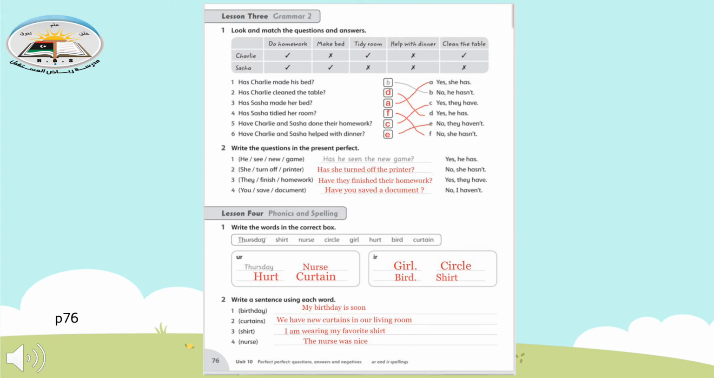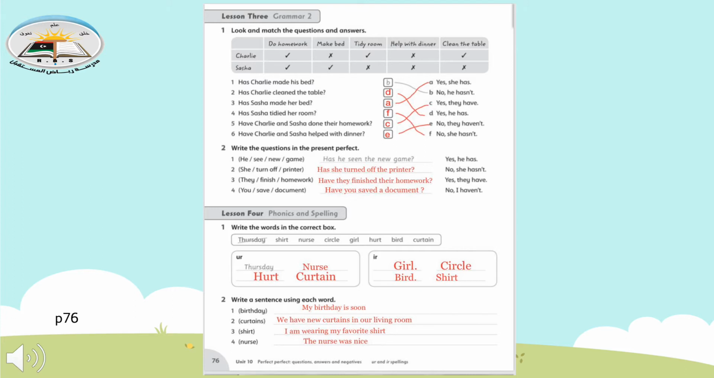Number 1. He see new game. Has he seen the new game? Yes, he has. Now number 2. She turned off printer. The answer should be, has she turned off the printer? No, she hasn't. 3. They finish homework. The answer should be, have they finished their homework? Yes, they have. Number 4. You save document. The answer should be, have you saved the document? No, I haven't.